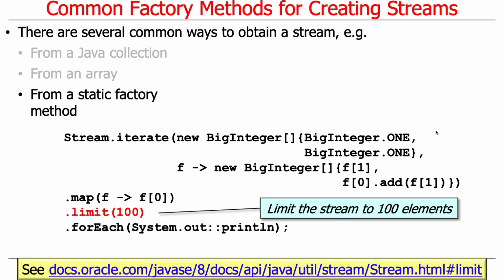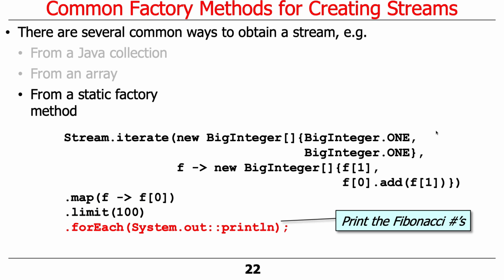elements. And limit is one of these so-called short-circuiting operations. And so once we've processed the first 100 elements, then the stream is done. And for all the things that we generated, the first 100 elements, we will print them out. So for each element that came through the stream up to the limit, we're going to take those values and print them out.